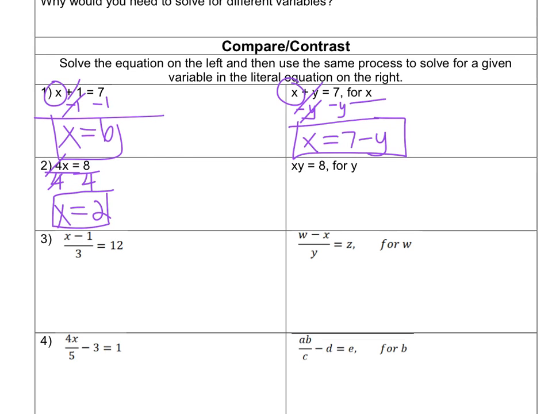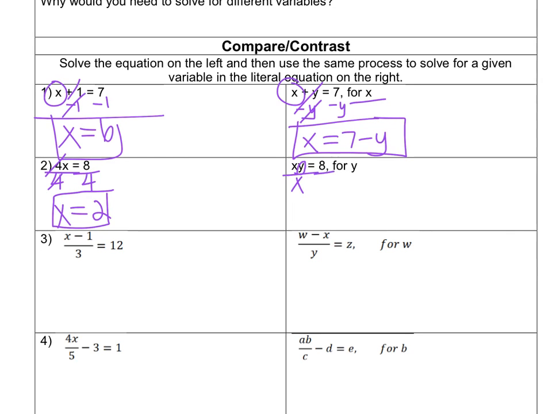Okay, over here, I have a multiplication problem again. x times y equals 8, but this time we want to solve for y. So we're wanting to get y by itself. So in order to get y by itself, what would I have to do with the x to get it to the other side? Well, the opposite of multiplying is dividing.